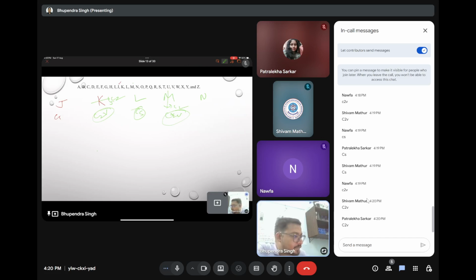Next, N. Find the point group of this N. CS. Okay, now I think CS. Patlika is saying CS. Shivam, all of you are saying CS. Is it really CS? Look closely.